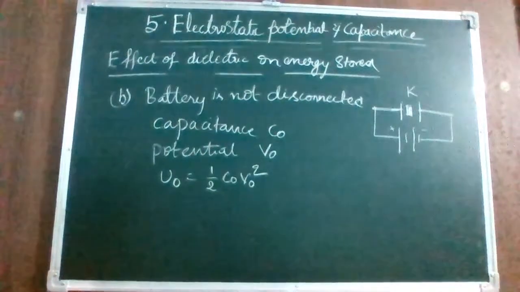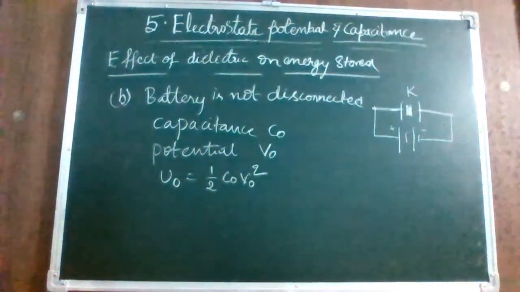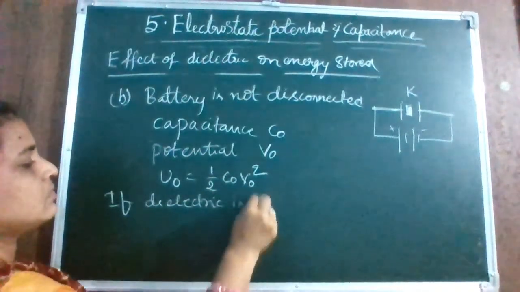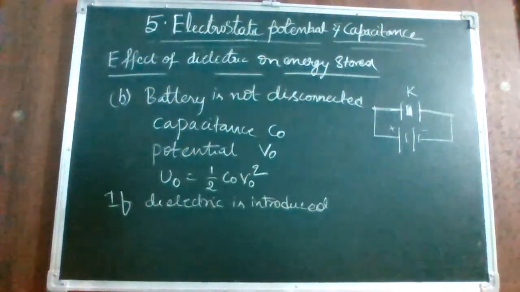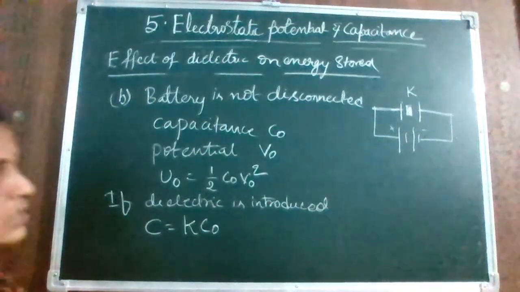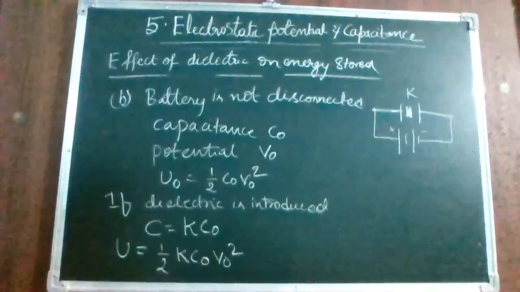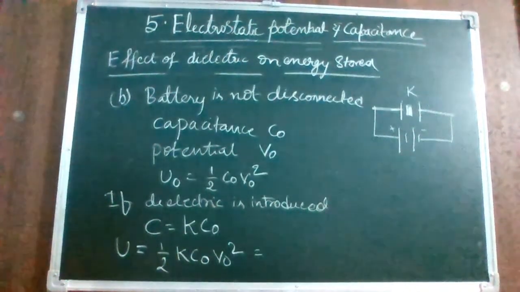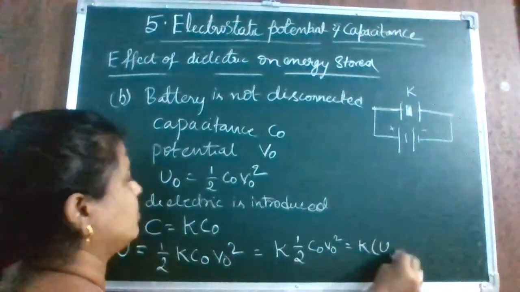Then without disconnecting the battery, if a dielectric slab of dielectric constant K is introduced, what happens to the capacity? The capacity will be equal to K into C naught. So U is equal to half K C naught V naught square, that is equal to K into half C naught V naught square, that is equal to K into U naught.